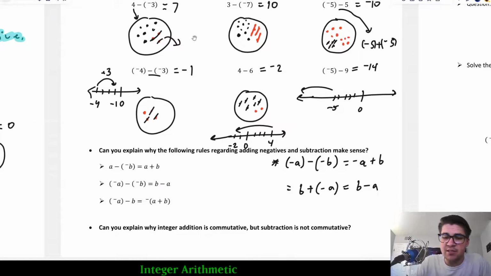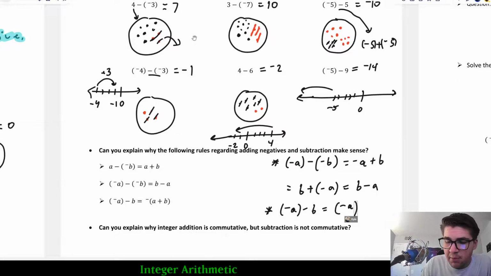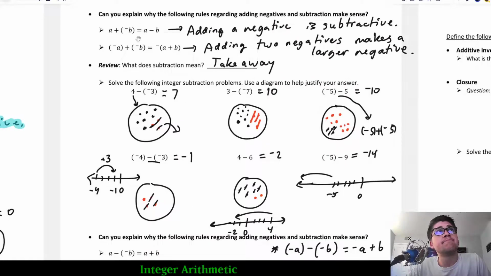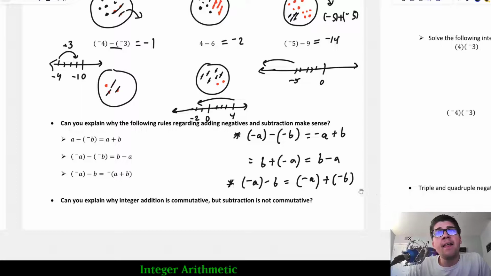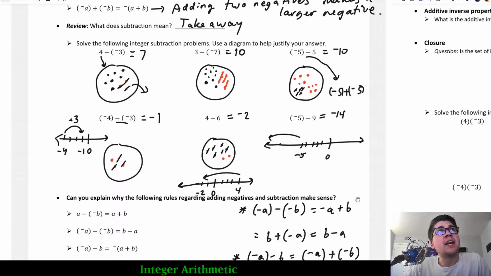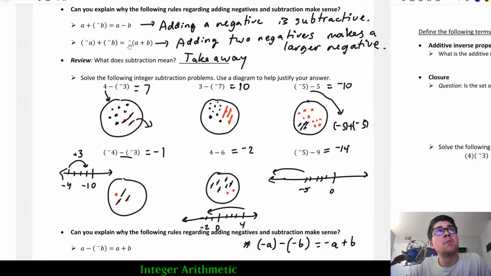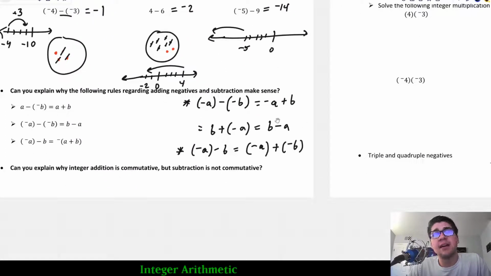So let me try to sketch this out if you're having difficulty following what I'm trying to say. Let's start with negative a minus b. I could rewrite this as negative a plus negative b by this rule right here, because subtraction is the same as adding a negative. Now that I have adding of two negatives, I could use this prior rule. When they're both negatives and I'm adding them together, I get a larger negative.